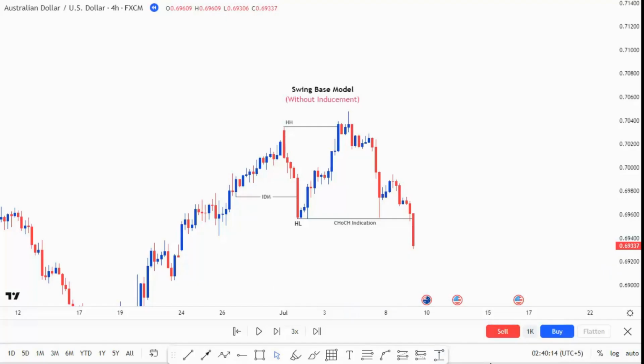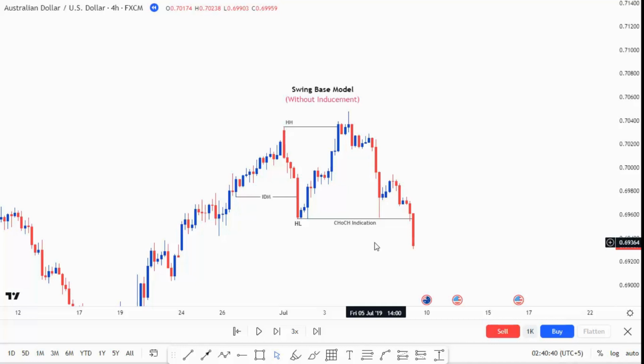Let's check out this real market sample for the swing base model without inducement. This is the Australian versus American dollar chart. Here, the market created this high and this higher low. And here the market gives the first indication of CHoCH, as the market breaks this low, and secondly, the candle body closed below this level. Now, let's check out the third rule, which is inducement.